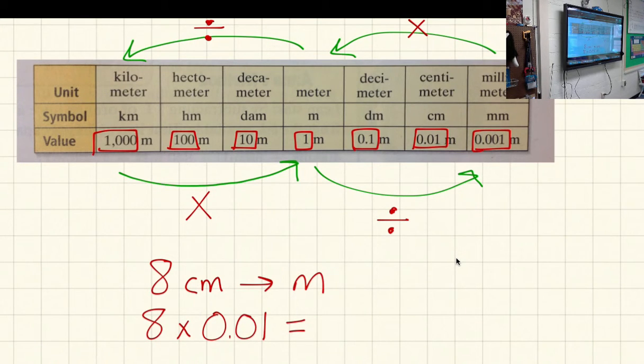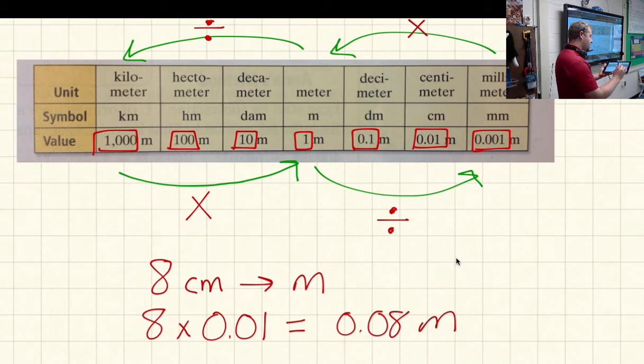8 times 0.01 is what? Anyone want to take a guess? I know some of you have calculators. Take them out. Mr. Biebrick. It'd be 0.08 meters, and that is the correct answer.